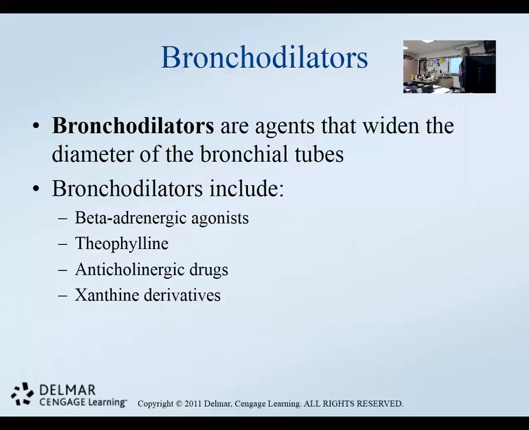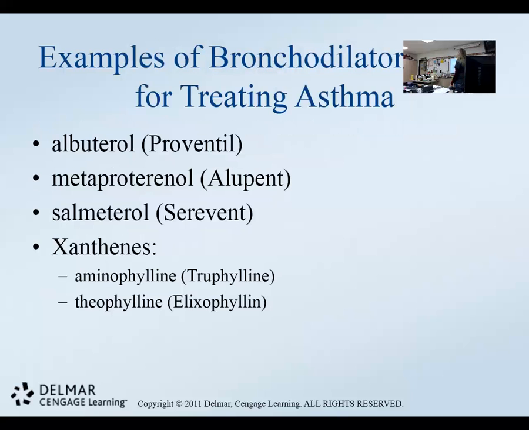But anyway. Okay, bronchodilators. So bronchodilators are agents that widen the diameter of the bronchial tube. So they're trying to enlarge it if they've been really constricted because of inflammation, asthma, whatever. It helps to open them up, hence the word bronchodilate. So beta adrenergic agonists kind of work opposite of beta blockers, like we said earlier. Theophylline, anticholinergic drugs, those are those peripheral nervous system drugs we talked about, and then xanthine derivatives.